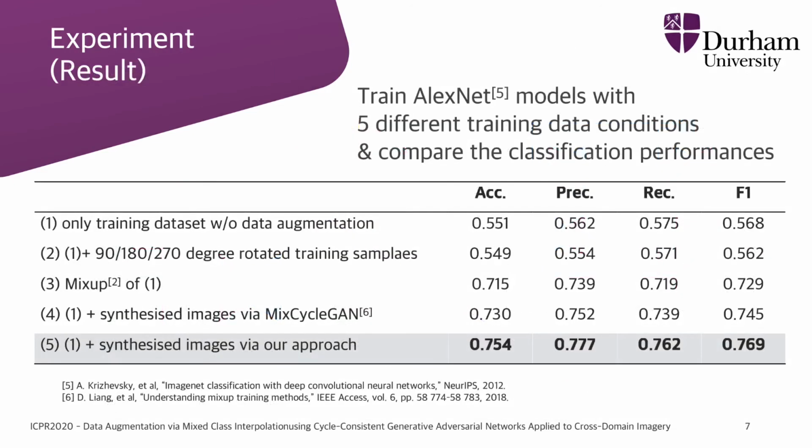We use the generated images to augment the dataset and train a classification model which classifies the input SAR images as ship or iceberg. This table shows the average performance of accuracy, precision, recall, and inference scores. Our method outperforms other data augmentation techniques such as adding rotated images, the standard mix-up, and mixed Cycle-GAN.